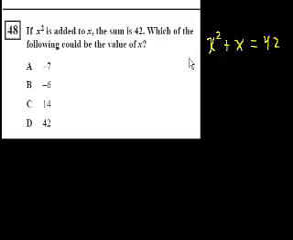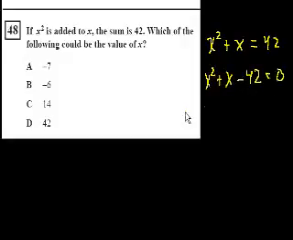The easiest way to do it is to write it as a quadratic equaling 0 and then factoring it. So we could write this as x squared plus x minus 42 is equal to 0. And let's think, what two numbers, when I add them, equal 1, and when I multiply them, equal minus 42?